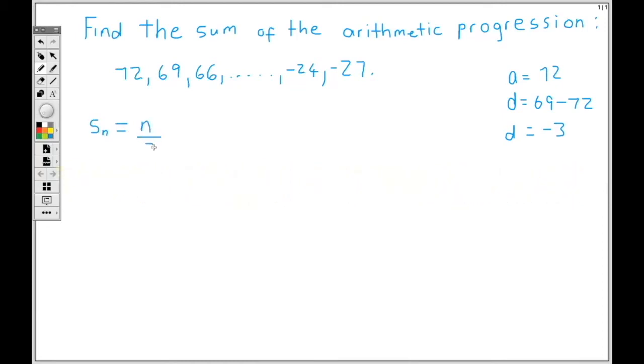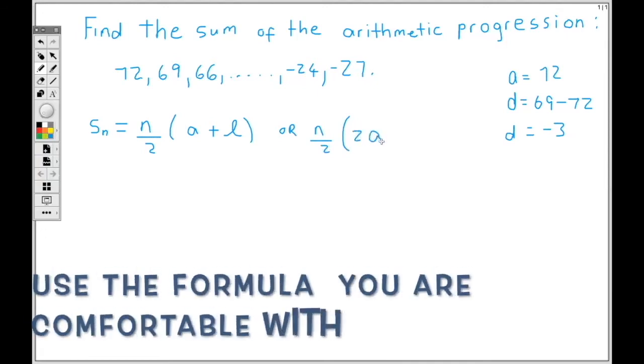And I say formulae for the sum because we have two. This first one is when we have the first and the last term. As you can see, I have the last term, which is -27. Or you can use n over 2, open bracket, 2a plus n minus 1 d.